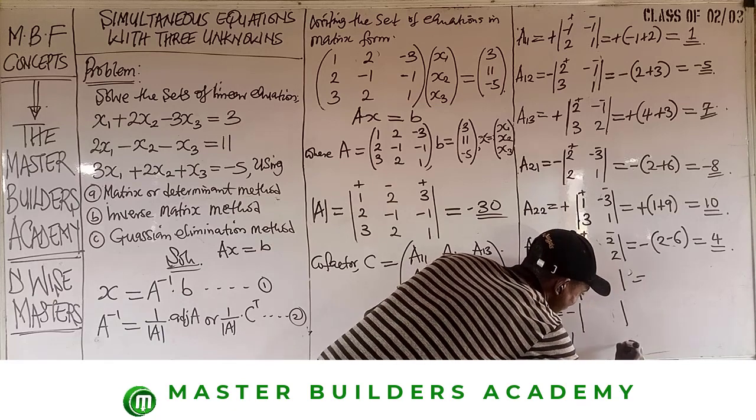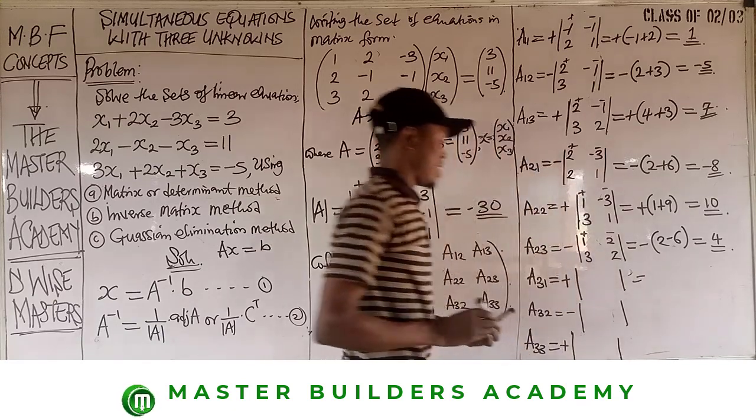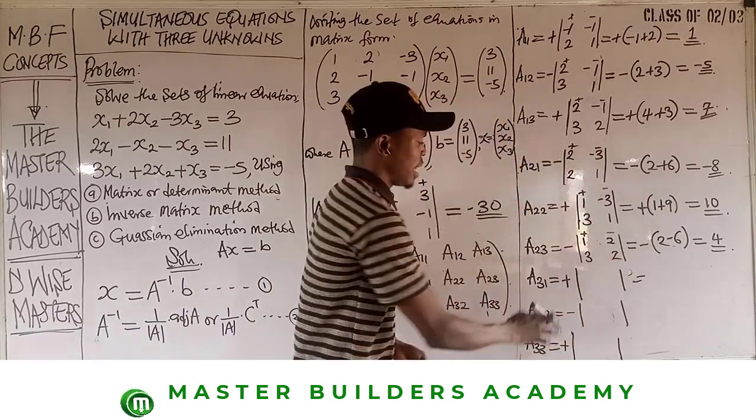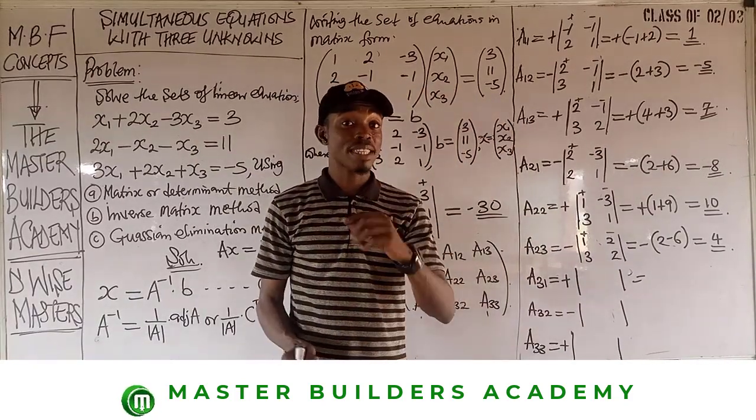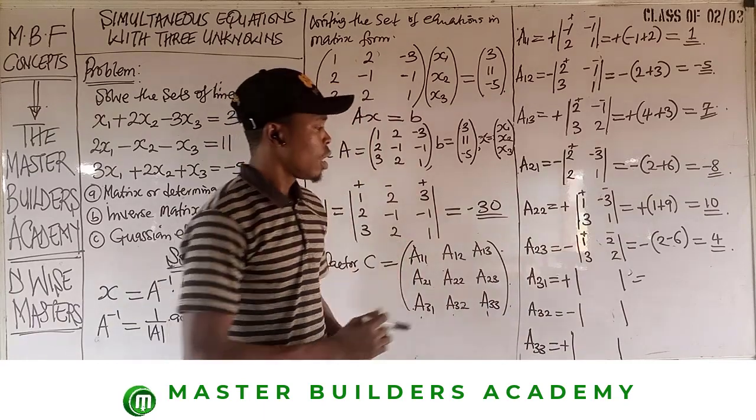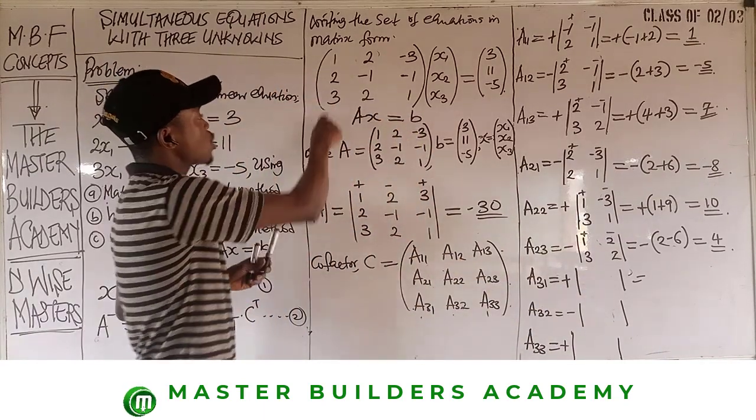Because if you add 3 to 3, you're going to have 6. 6 is divisible by 2. Alright, let's fill in this gap. We'll come back to row 3.